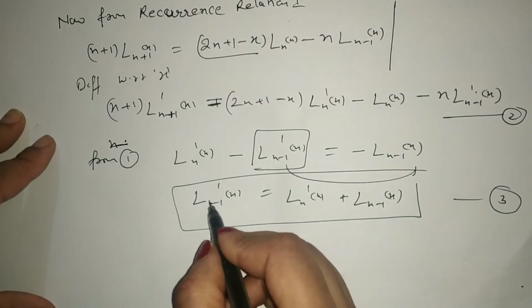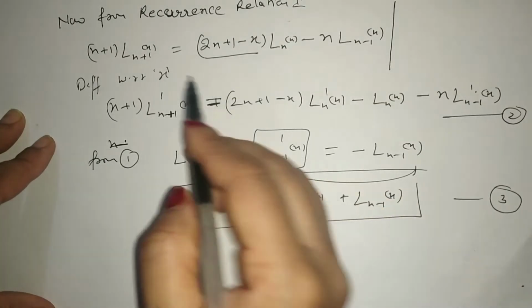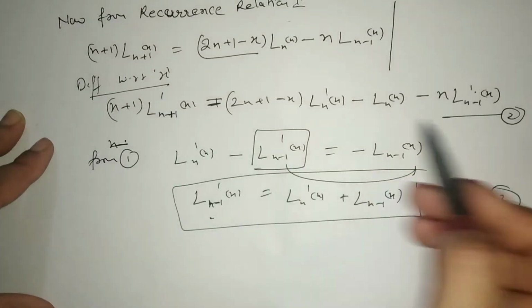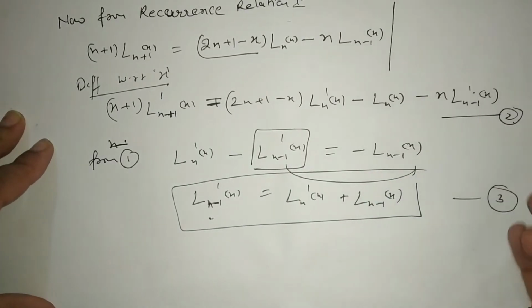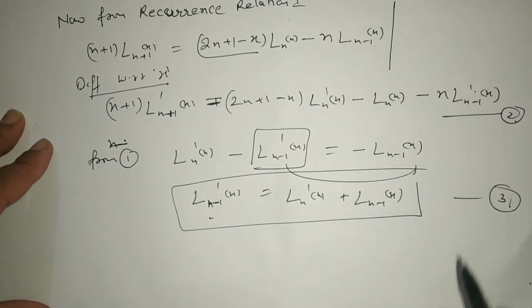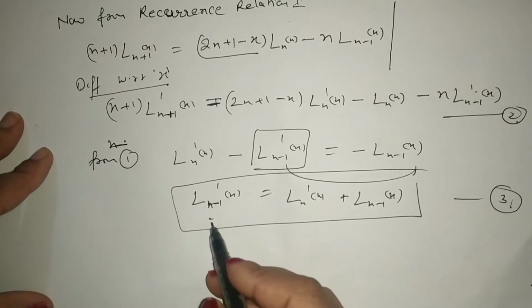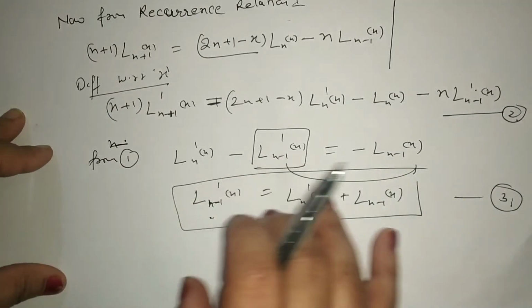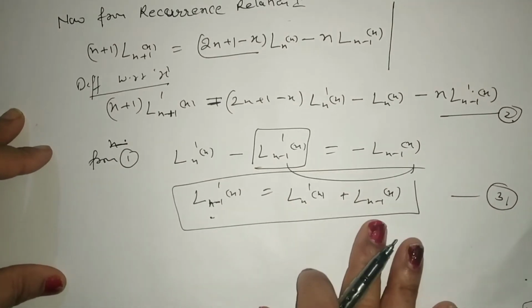Differentiating the generating formula, we get this, and then the recurrence relation first, and differentiating the recurrence relation, we get this result. We name it as 2. This is number 3 and this is 2. Number 1 is used to get this number 3. This is not a different result, just rewriting the terms again.